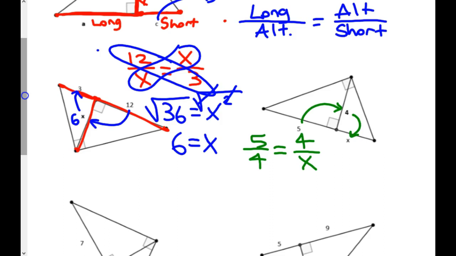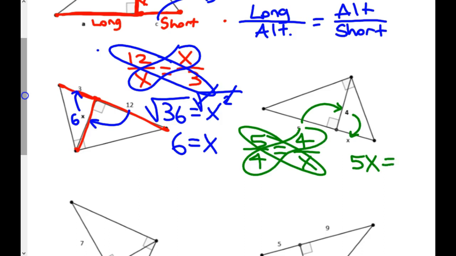All right, so we got two fractions, and now we cross multiply and divide. All right, so 5 times x, 5x. 4 times 4. What's 4 times 4? 16. Now I have one last step. I'm not going to square root this time because I don't have an x squared, right? But I do have a 5x. How do I get rid of that 5?